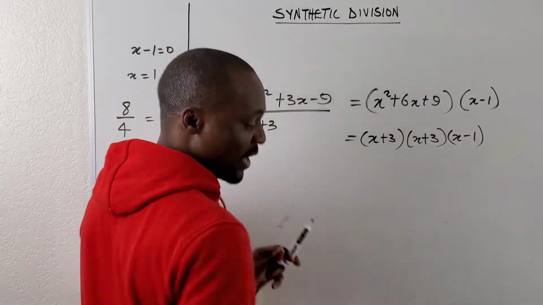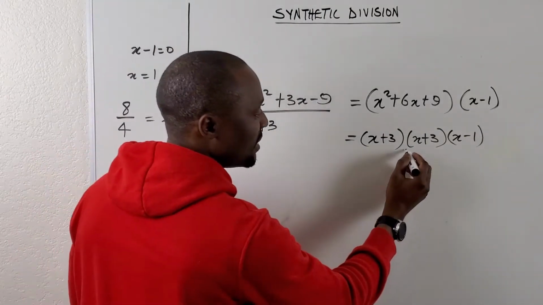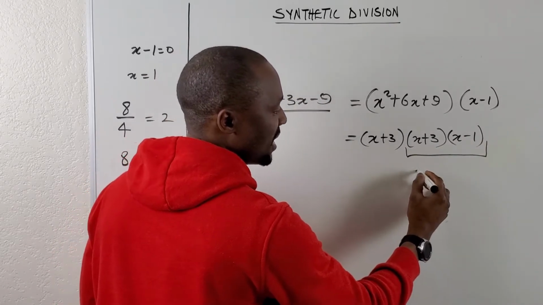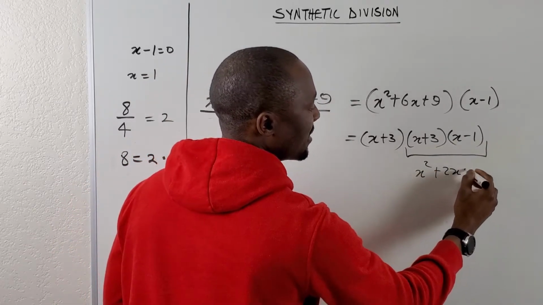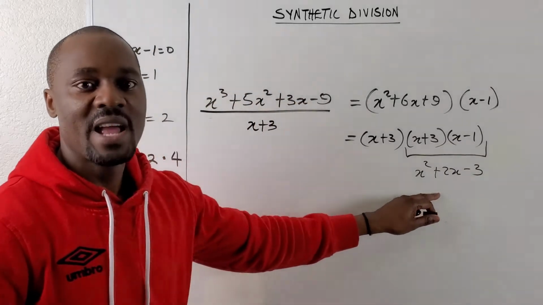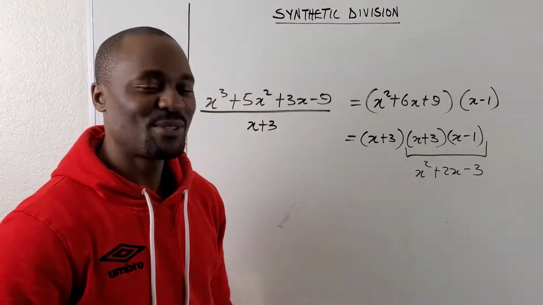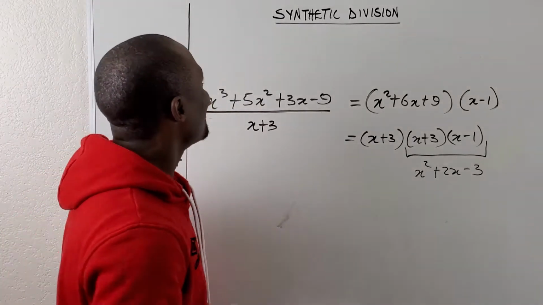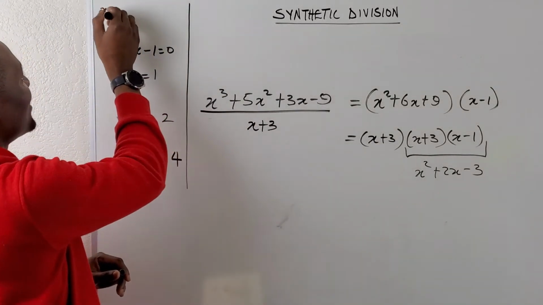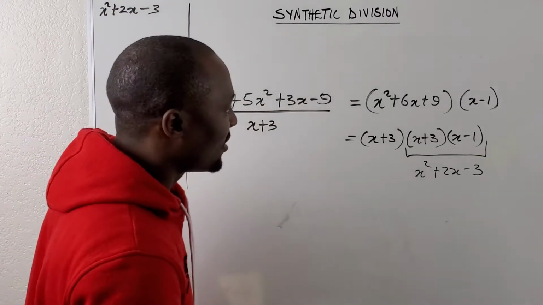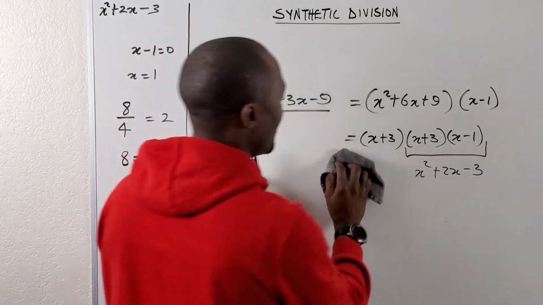So let's erase this. Remember, we expect our answer to be these two together. Let's combine these two. That's going to be x squared plus 2x minus 3. That's what our answer should be when you combine these two. Let's see if that's what we're going to get at the end of it. I'm just going to write it in one corner here. x squared plus 2x minus 3 should be our final answer in the quotient and no remainder. So let's do that.